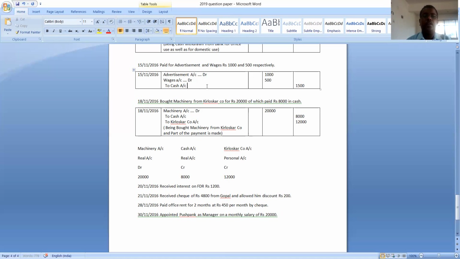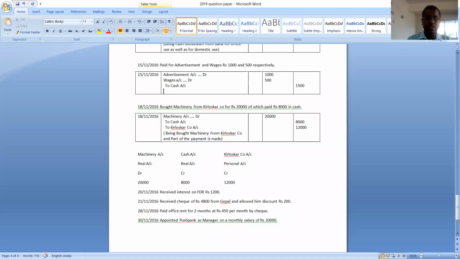Here paid for advertisement and wages. So write in brackets, being advertisement and wages is paid. This is how we should write the narration. So this is how we need to pass the journal entries. If it is a compound entry, we should be careful. Understood? And when should it be called a compound entry? If there are more than two accounts in a transaction, we should call it a compound entry.